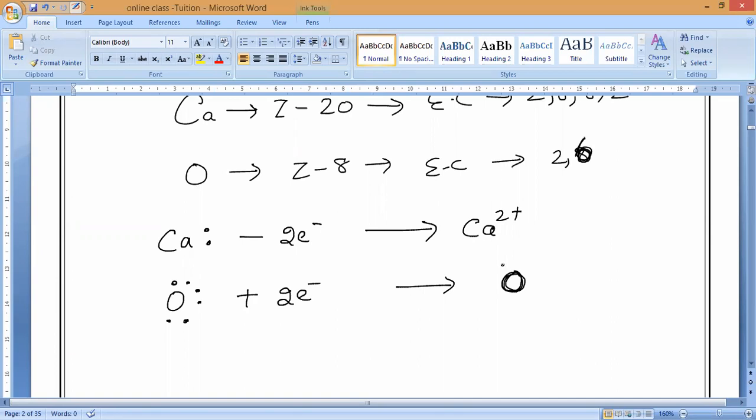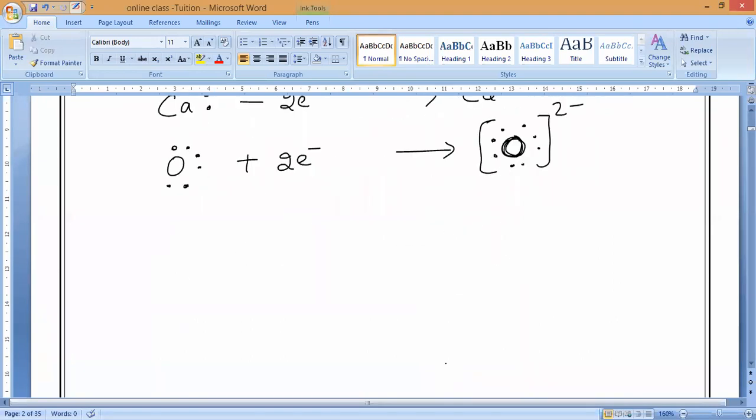O, 8 electrons, 2 minus. So now combine all of you. Combine means what will come? Ca2+ and oxygen.